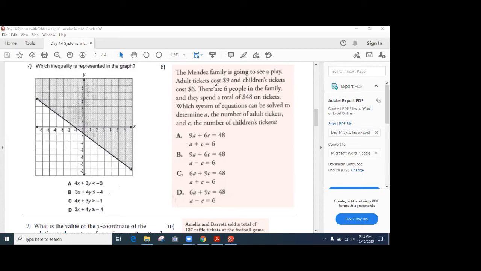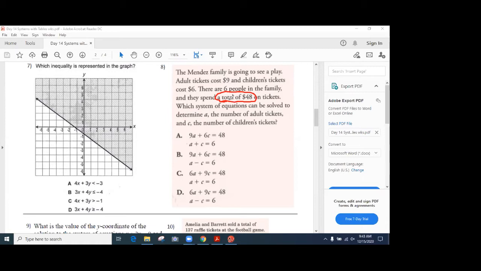So adult tickets cost $9. Children's tickets cost $6. There are 6 people in the family, and they spend a total. Okay, so right there, easily we found a total because it said total right there. So that's pretty easy. Now, how many totals are there usually if there's 2 equations? Usually 2. Sometimes the really hard questions kind of hide the other total, but there's another total somewhere.